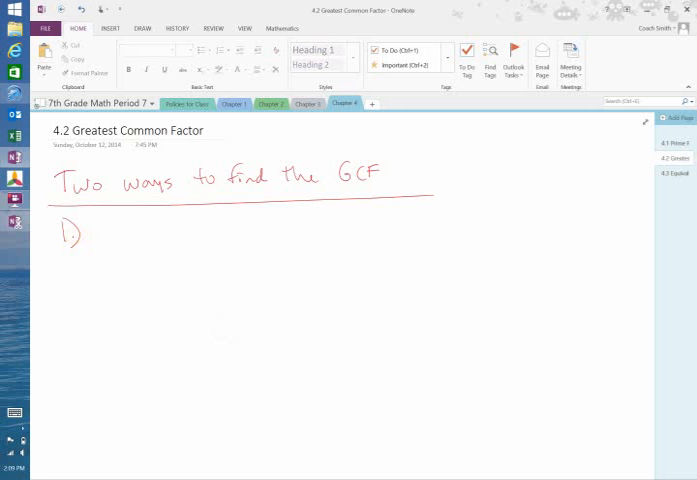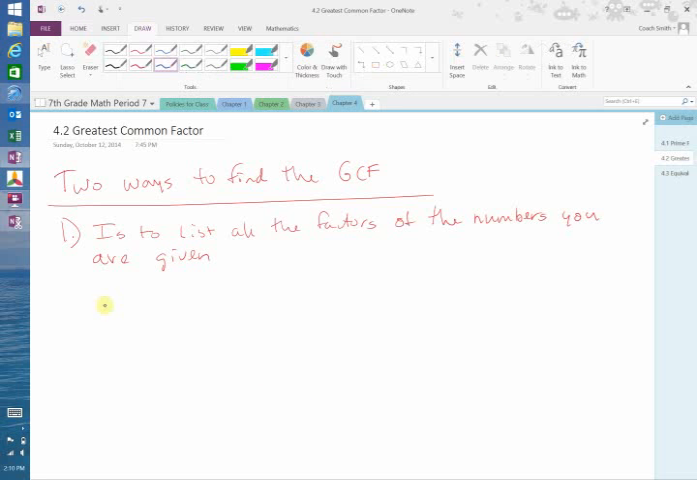First way, and we're not going to use this way, but you do need to know that this is one way to do it. First way to find the greatest common factor is to list all the factors of the numbers you are given. So, for example, I'm given 20 and 32. I want to know the GCF of 20 and 32.